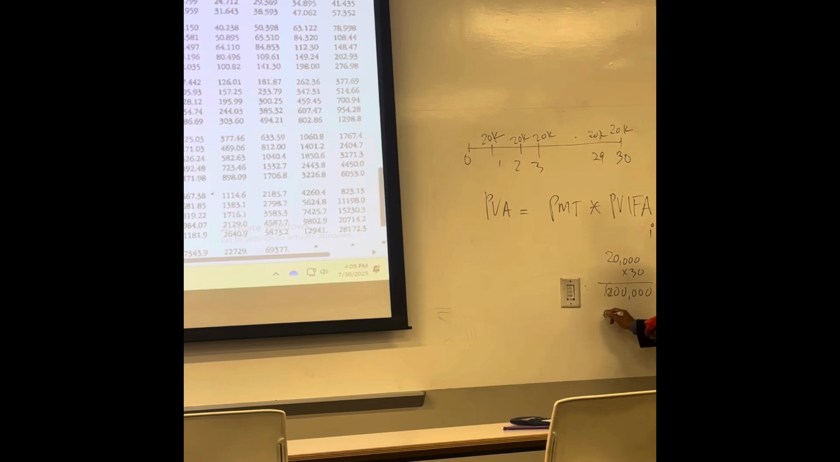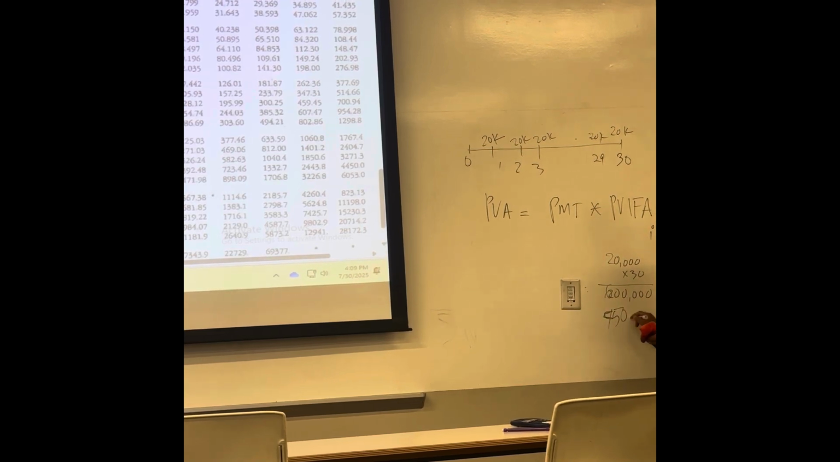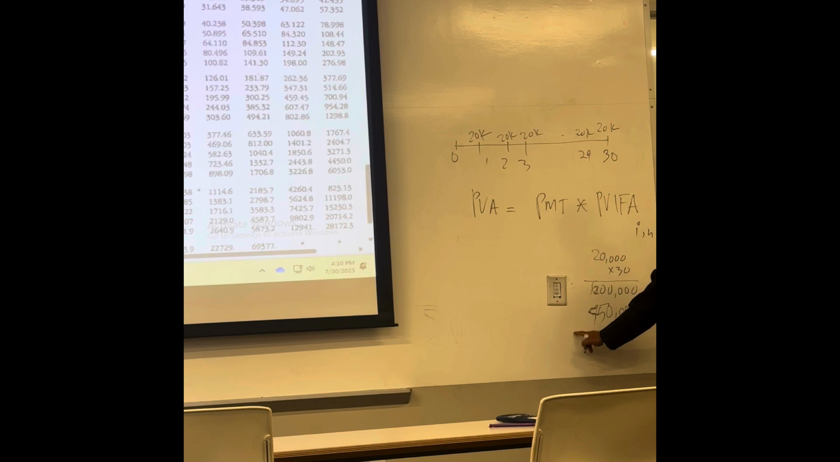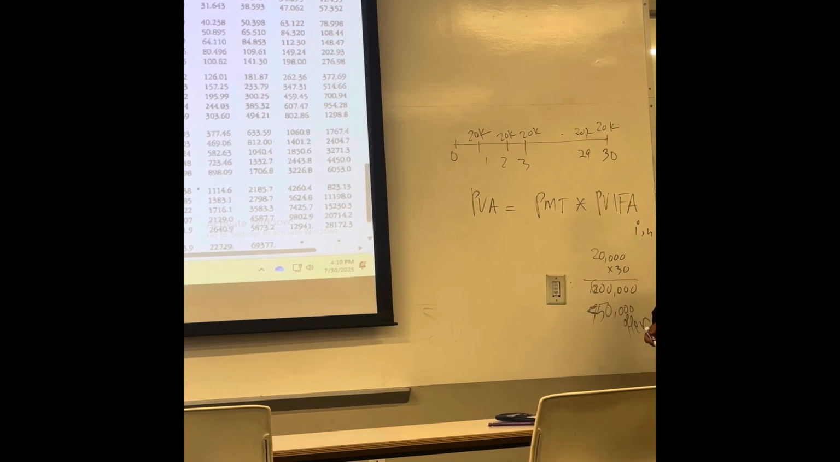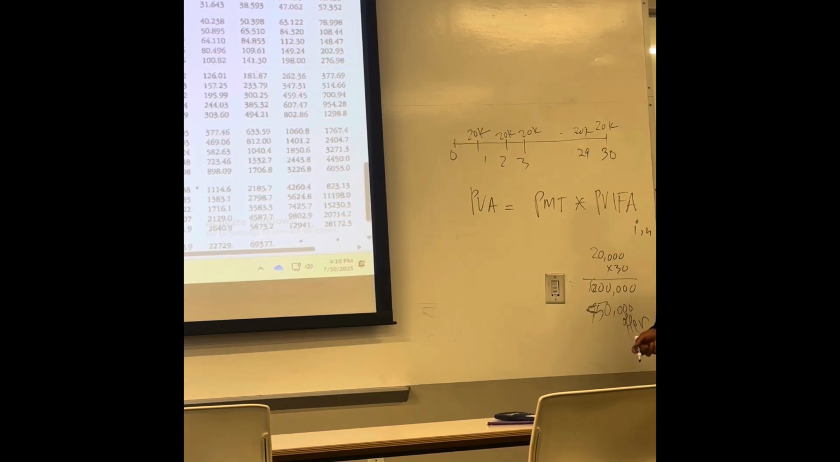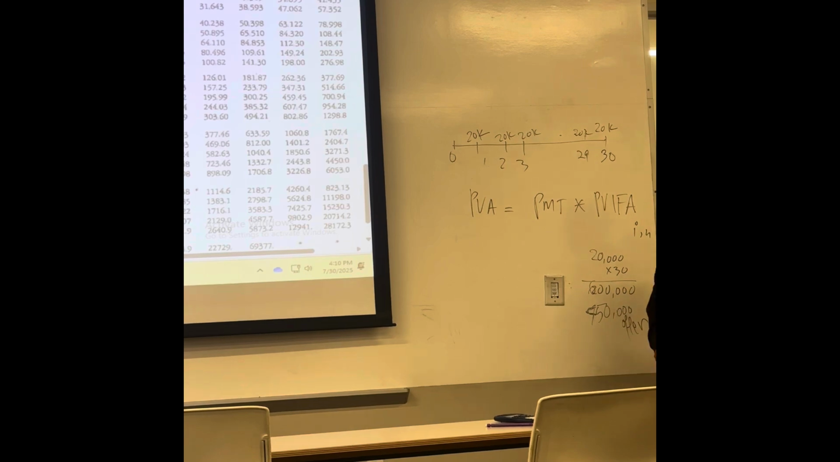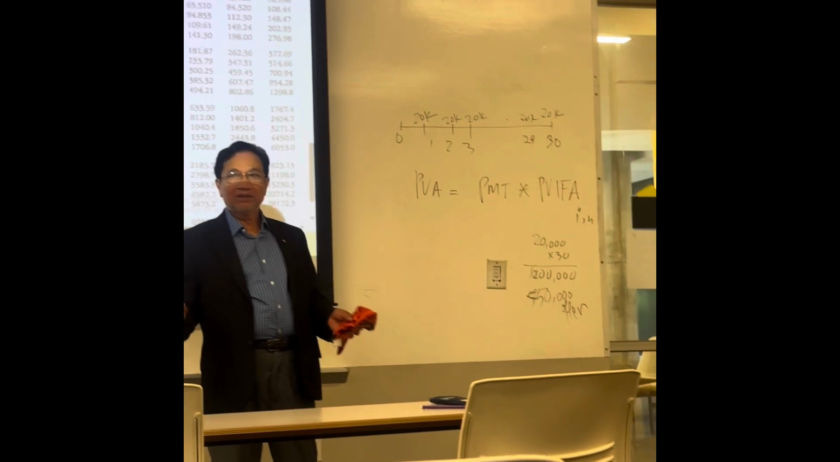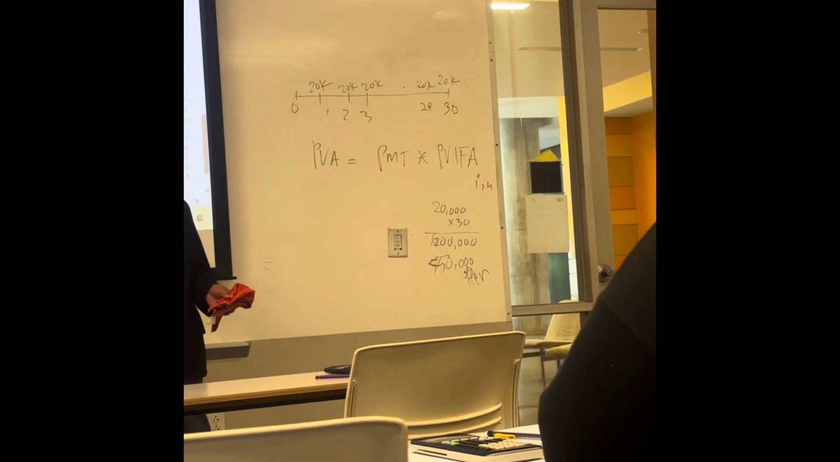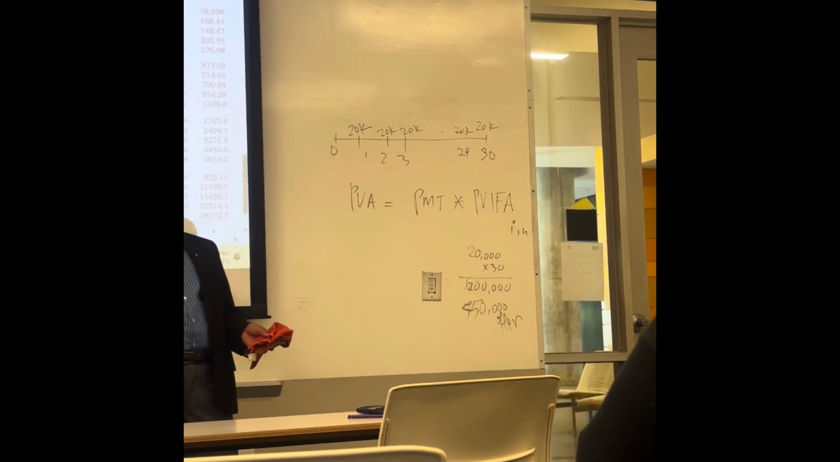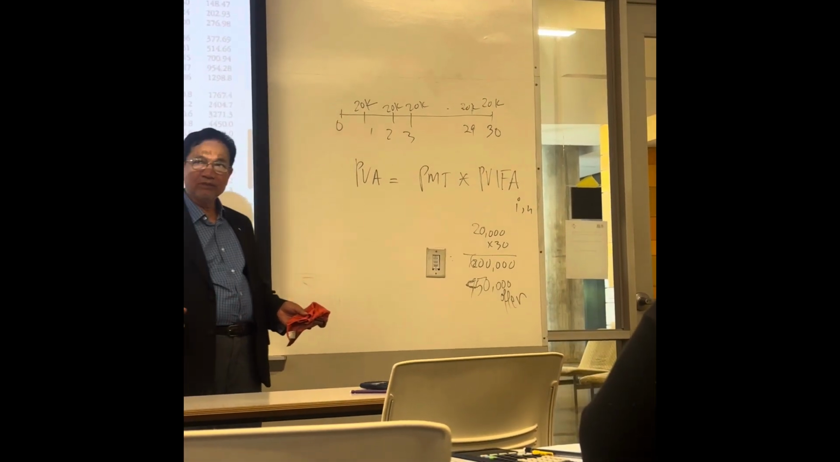450,000. Payment. You can take it today, or you can wait. That's all they will give you? 450. Yeah. Without doing any time value of money, we don't know. Right. You can't say yes or no. Okay, we'll have to do some time value of money.